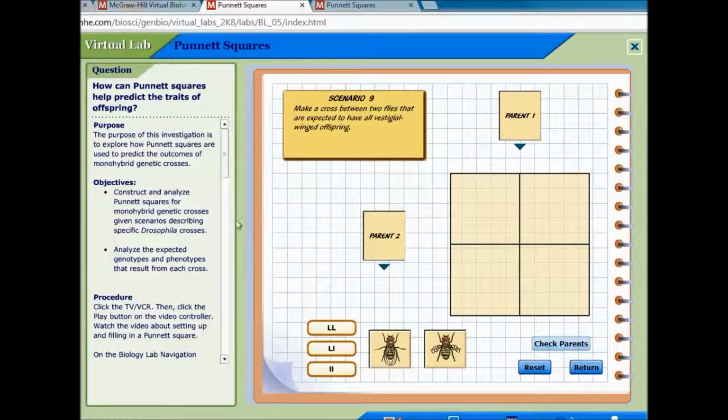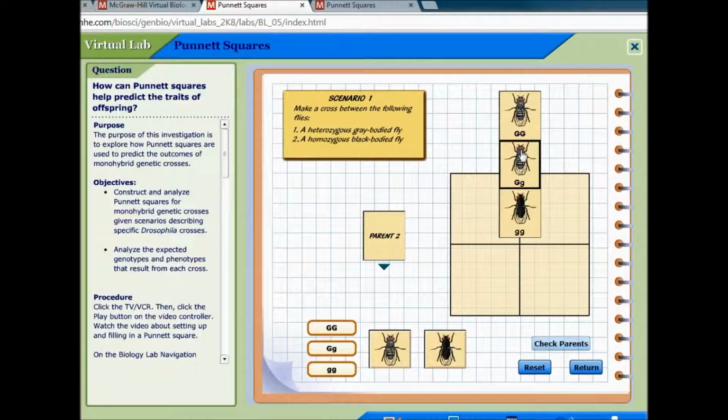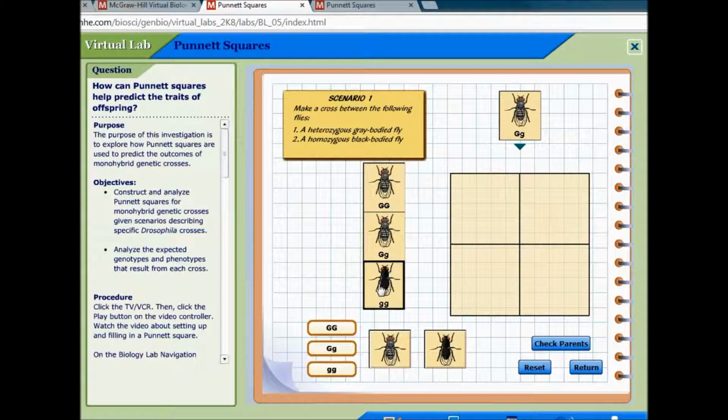All right, now we're in the lab. And every time you want to run a new scenario, they come up randomly, 1 through 10, you reset it. See? Okay, so let's start with scenario 1. We want to make a cross between a heterozygous gray-bodied. So let's look at our parent 1. It's going to be heterozygous and gray, that one there in the middle. All right, with a homozygous black. And here we are. So now I've got my 2 guys, right?